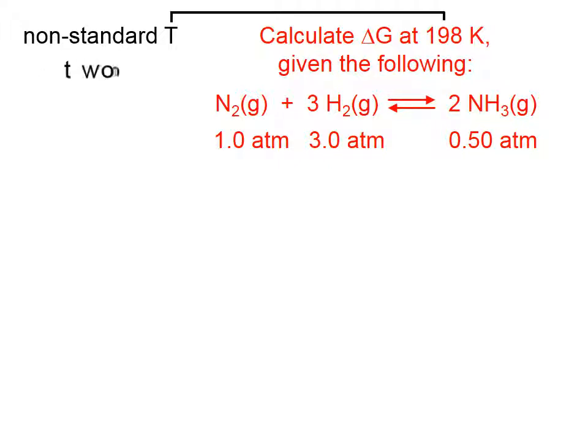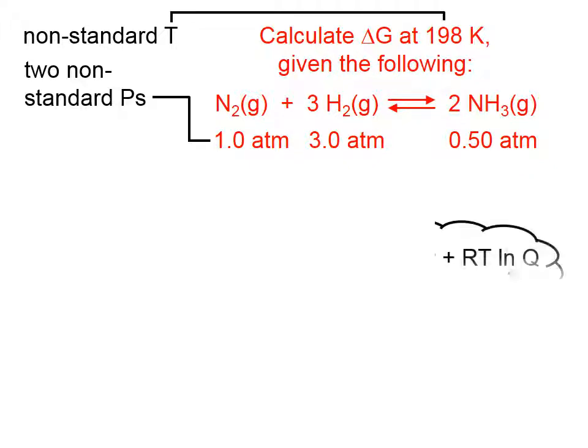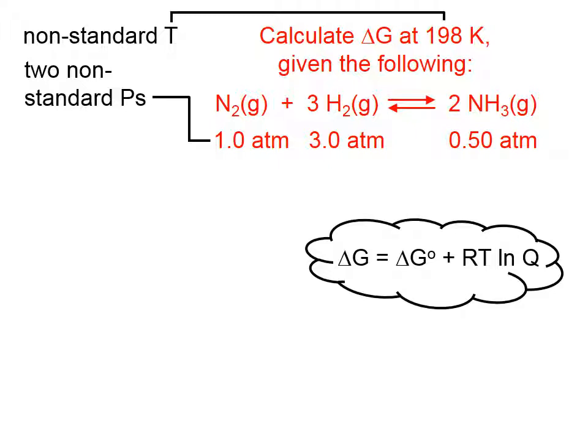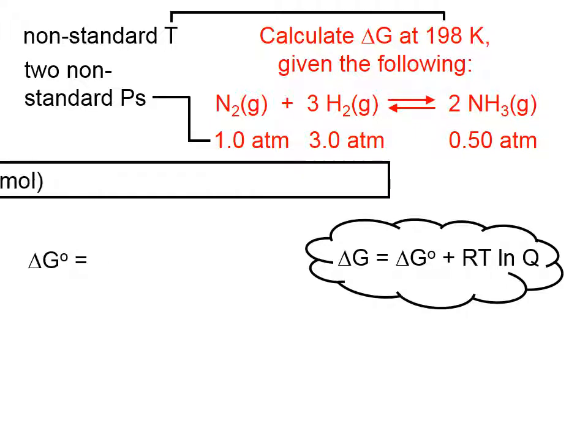We're not at standard temperature, and standard pressure would be 1 atmosphere of pressure for all of the gaseous substances. And here we are not at standard pressure for 2 of them. You can see that the hydrogen is at a pressure of 3 atmospheres and the ammonia at a pressure of half an atmosphere. To calculate delta G, we're going to use the equation that we introduced on the previous slide. To use this, we first need to find delta G naught. Now this is fairly easy to find.